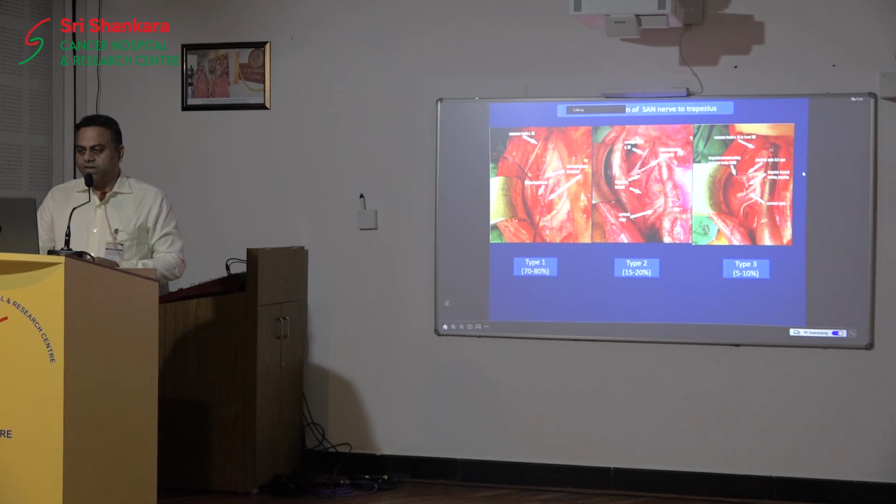Now we have seen the common trunk gives 2 branches: one to the sternocleidomastoid, and the other the trapezius branch. In type 1 branching, most of the time, at the posterior border of the sternocleidomastoid, the level of this branching is different from the cervical rootlets. But in type 2 and type 3, the chances of injury are high, especially in type 3, which can course along with and blend with the cervical rootlets, and we assume it to be a rootlet and sacrifice it.